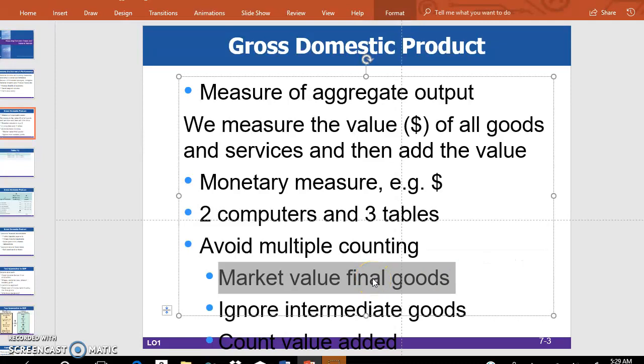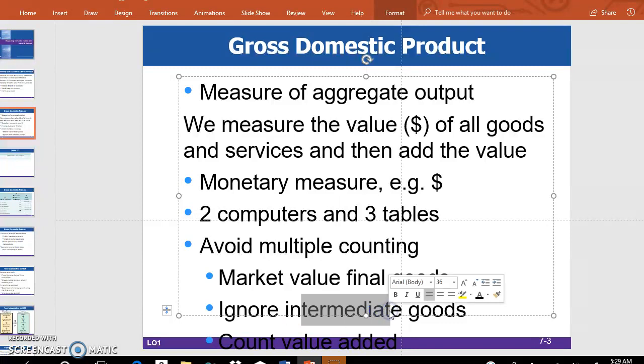See, these are all final goods. These final goods are meant for final consumption. This will not be used to produce something else. Those are like intermediate goods. The intermediate goods are produced to produce something else. But final goods are not like that, right?